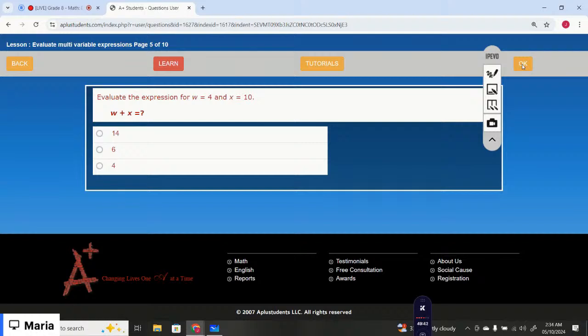Evaluate the expression for w equals 4 and x equals 10. So w plus x equals, yes, you need to add them. So 10 plus 4 makes 14 it is. Option number 1 is the correct option. Very good.